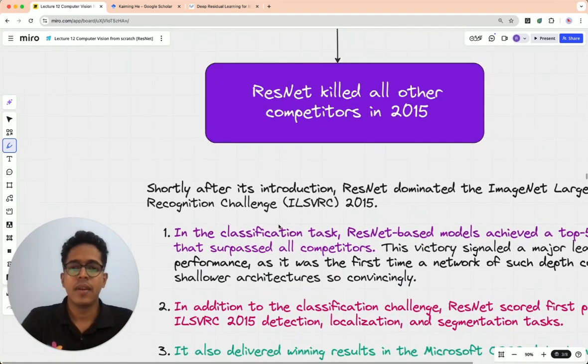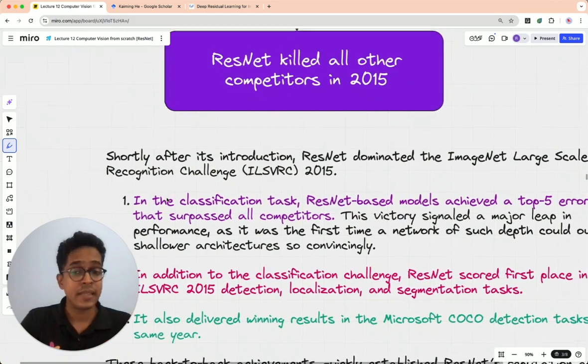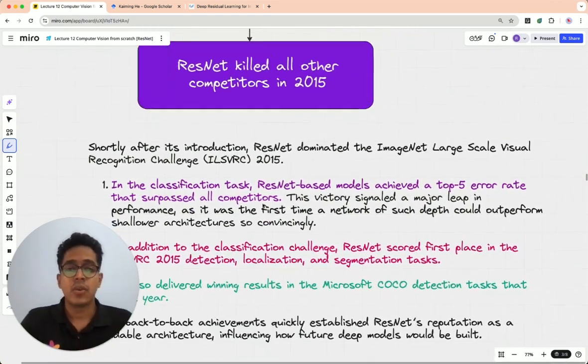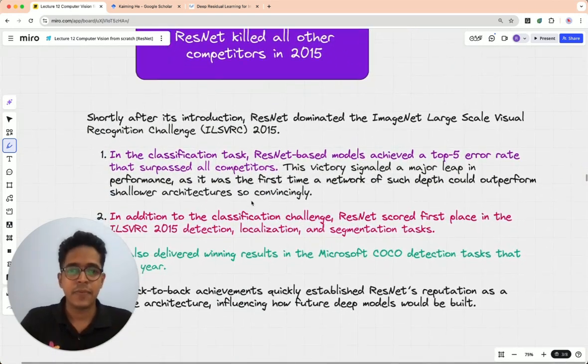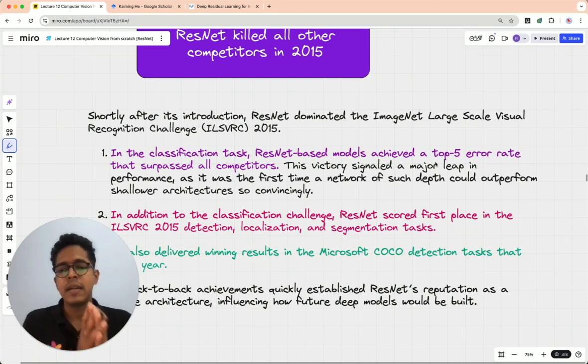In 2015, what ResNet accomplished is nothing short of amazing. In the ImageNet competition, they placed first and they surpassed all the performance metrics that were achieved by all the models until that point. And ResNet 50 in that year had 50 layers. And later there was ResNet 101 and many other ResNet architectures introduced.